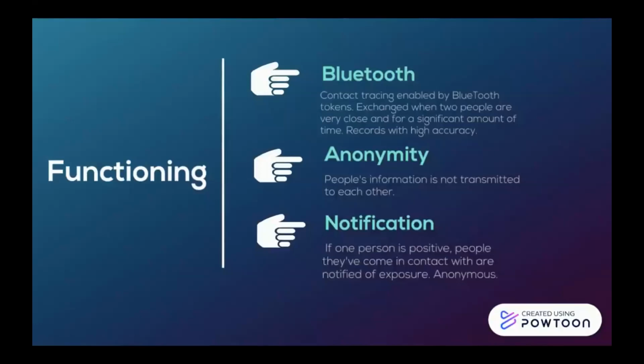You wouldn't want it to pick up someone you merely passed by, so there's a time shield on it. It records with high accuracy. This is more efficient than contact tracing with memory, because people are not as accurate as a system like this. There's also the added benefit of anonymity: people's information is not transmitted to each other through the Bluetooth connection.